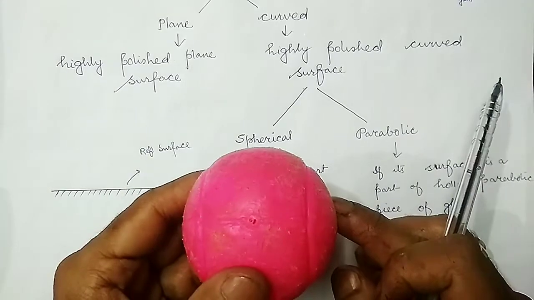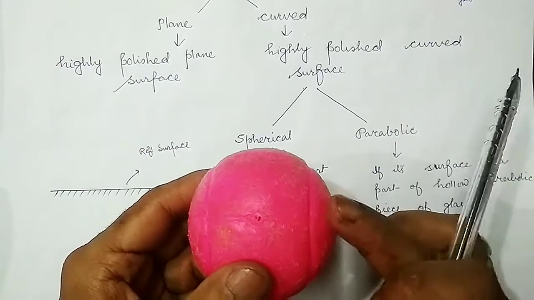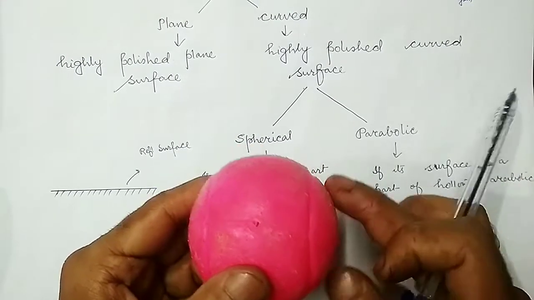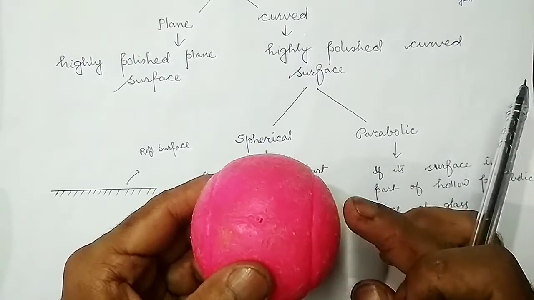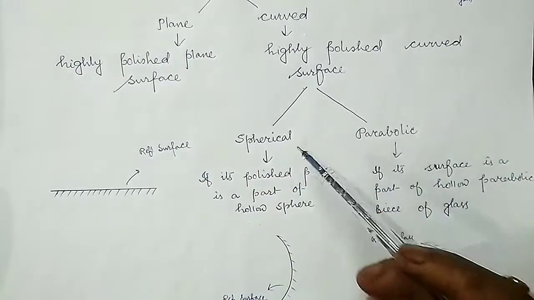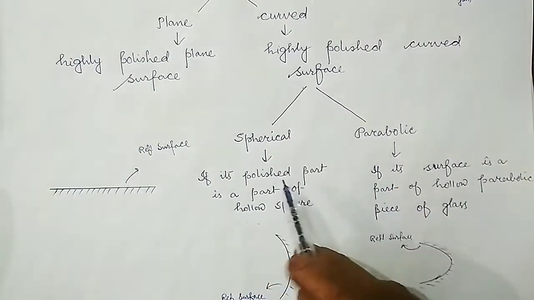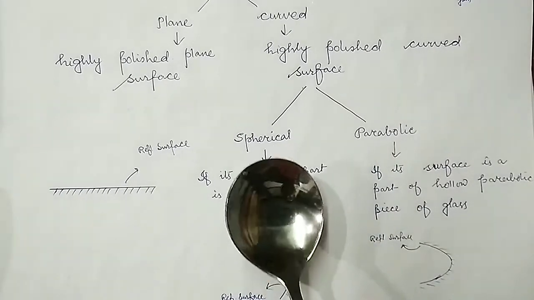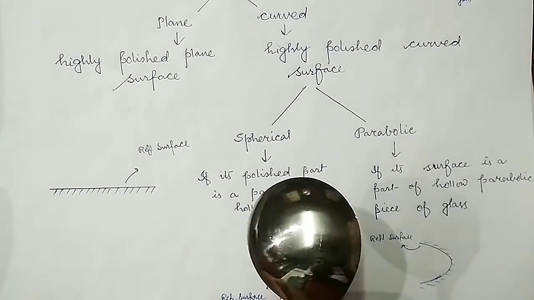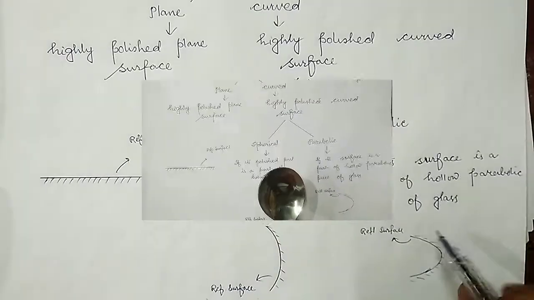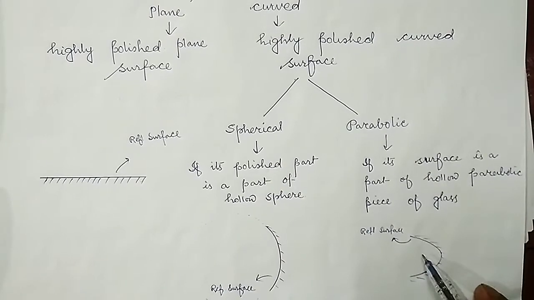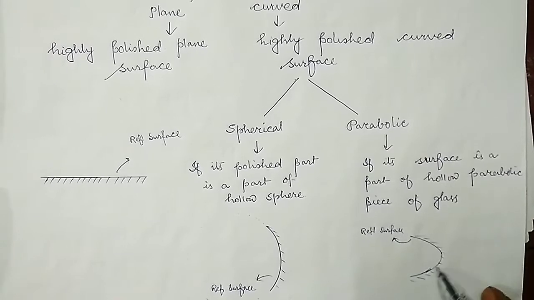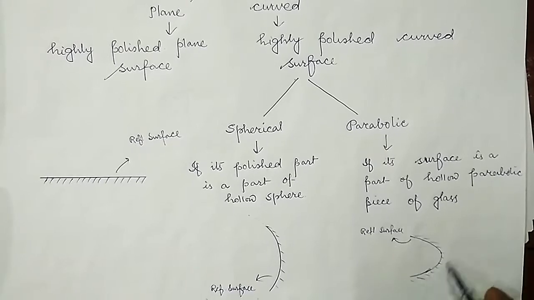Now if I take a sphere like a cricket ball, suppose this is made of glass, and from this part only, if I make a mirror, then that type of mirror is called spherical mirror. In case of a curved mirror, if the polished part is a part of a hollow sphere, then they are called spherical mirrors. Okay, because these are part of a sphere. The curved mirror is called parabolic mirror if its surface is a part of a hollow parabolic piece of glass. So if this type of glass is there, and if this is the reflecting surface, then they are called parabolic mirrors.